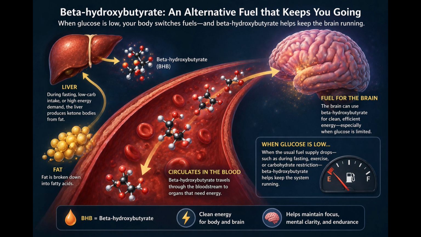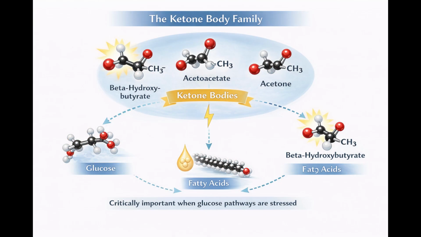Beta-hydroxybutyrate belongs to the ketone body family. The other major ketone bodies are acetoacetate and acetone. Other molecules, such as glucose and fatty acids, also play major roles in energy metabolism. But beta-hydroxybutyrate stands out because it becomes especially important when normal glucose-based energy pathways are under stress.